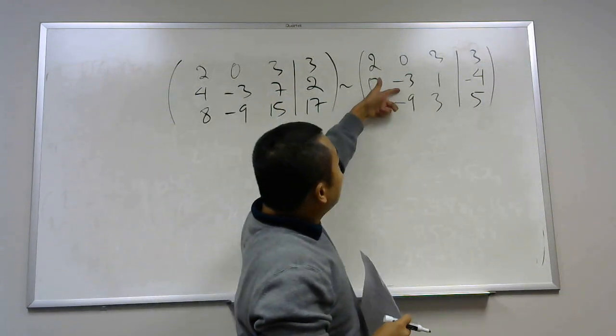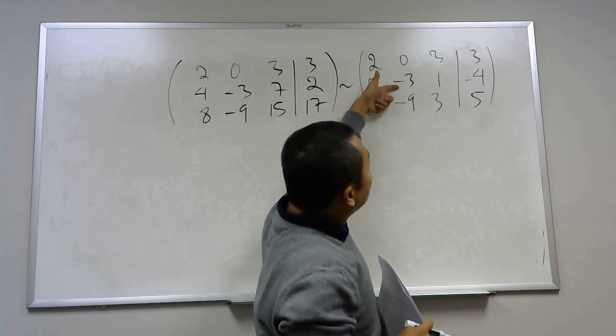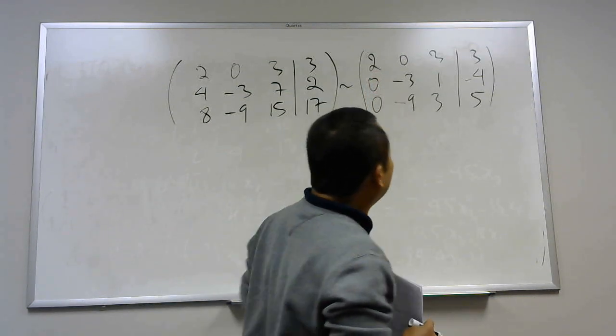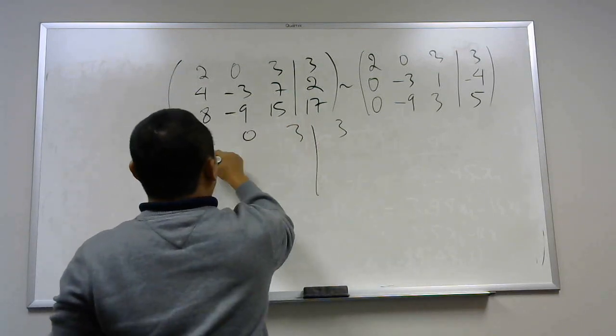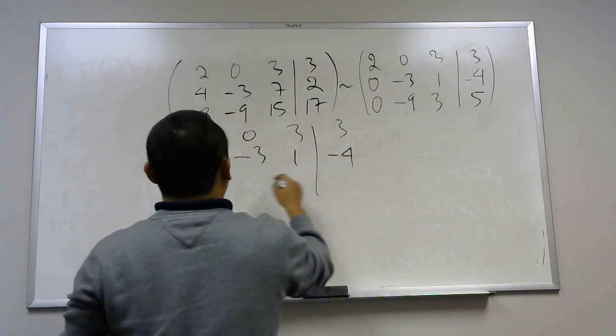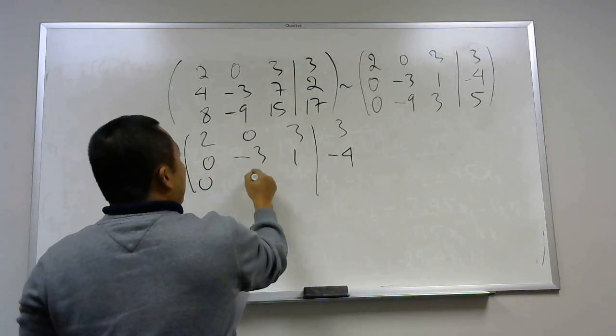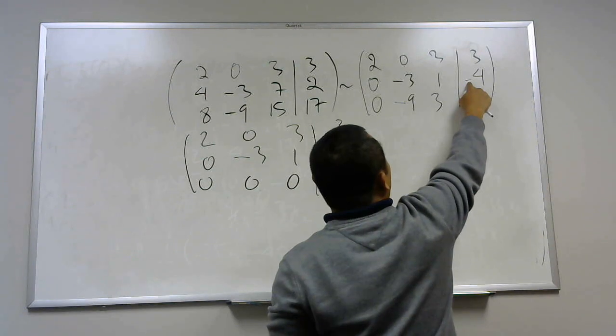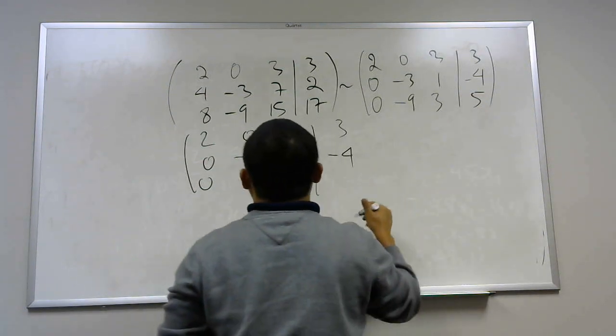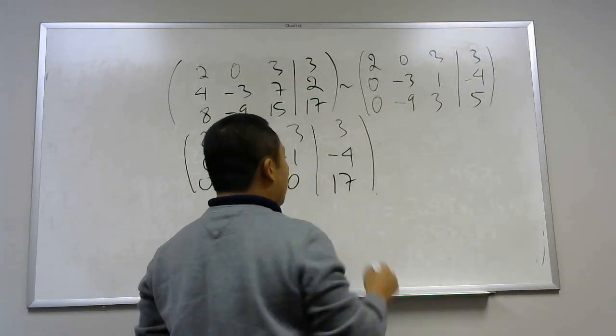Okay, and then we multiply the second row by -3, add to the last. So I have 2, 0, 3, 3, 0, -3, 1, -4, and then 0, 0 in here, and then 0 in here. But this gives us 12 plus 15, should be 17.